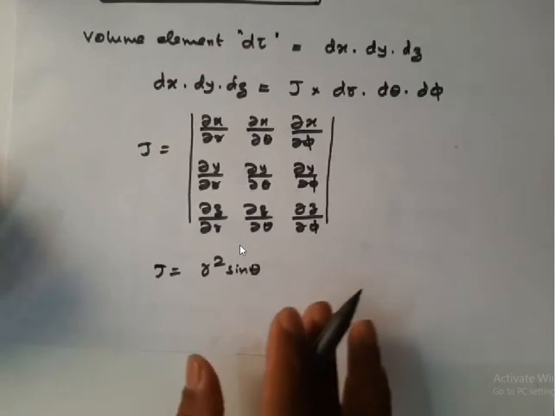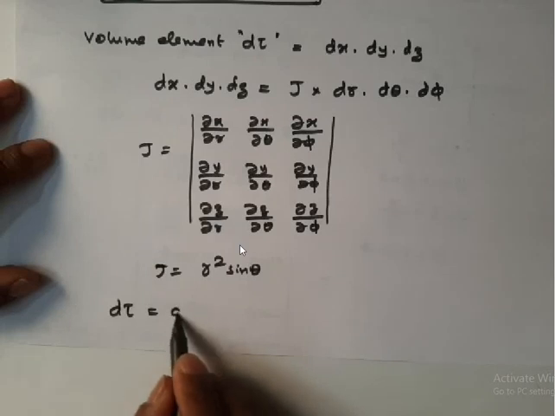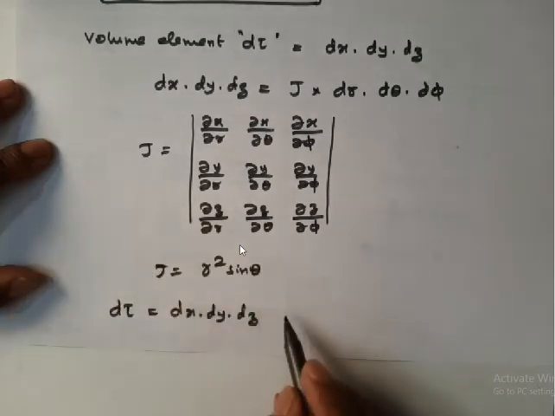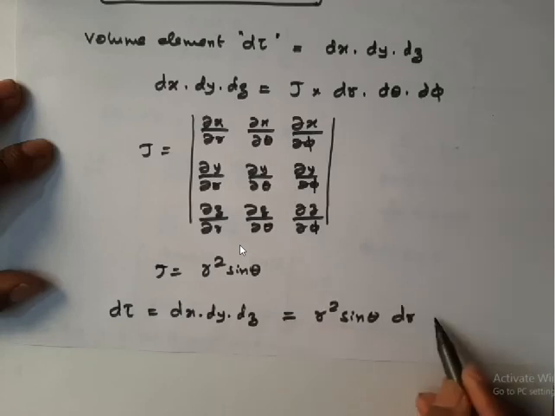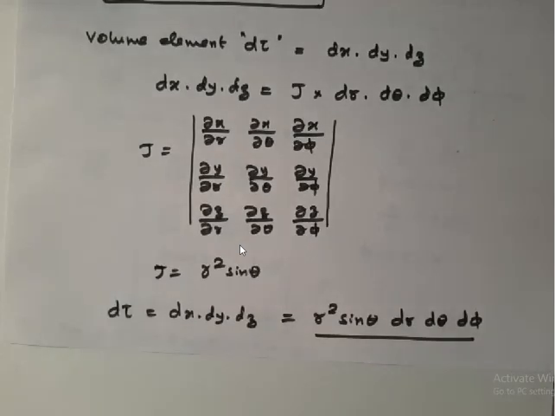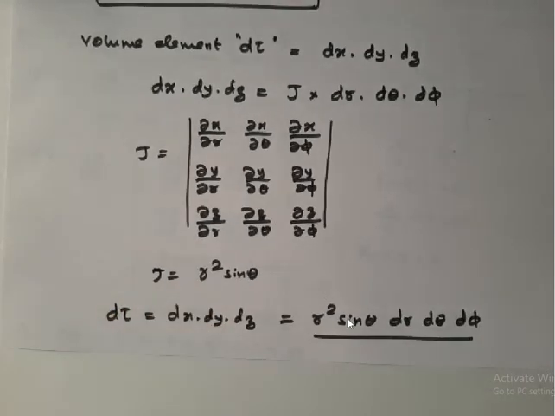So the volume element d tau in Cartesian coordinates is dx into dy into dz, whereas in spherical polar coordinates it is r square sine theta, which is the Jacobian, into dr into d theta into d phi. This is the volume element in spherical polar coordinates. I hope you have understood this concept clearly. I'll stop here. We'll continue with the next important aspect of quantum mechanics.